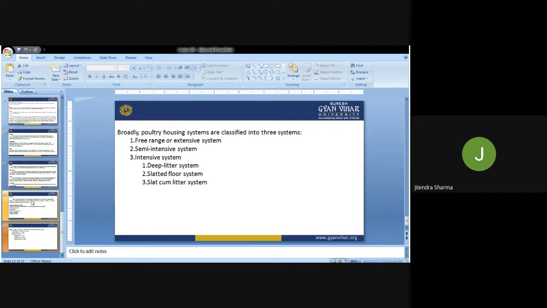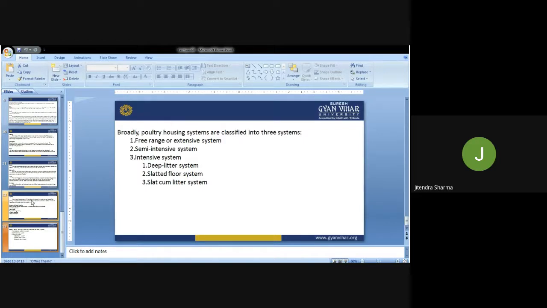Then we have the semi-intensive system. This system is generally available in backyard poultry farming, where we are not going for commercial purposes. We are just keeping the birds for our domestic use, with a small number, around 100 birds or fewer. In that case, we arrange them in boxes and allow them free movement the entire day in a certain restricted area.